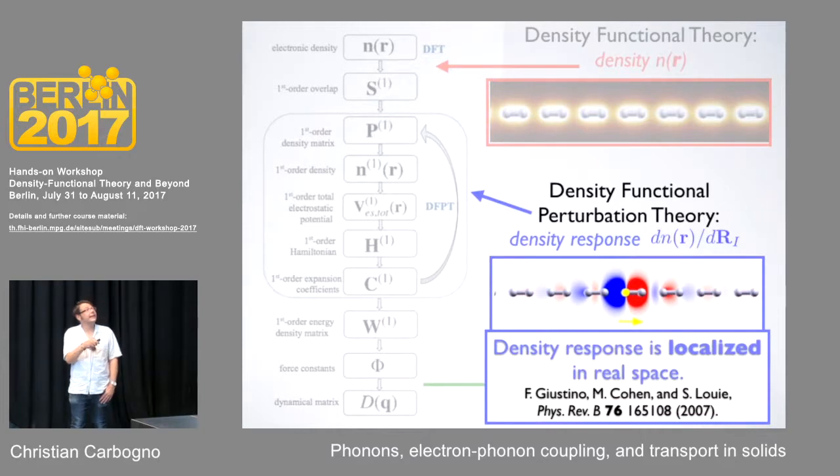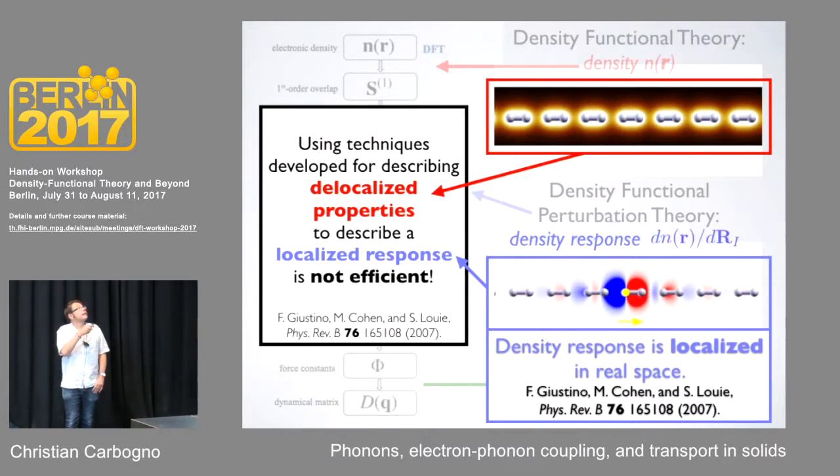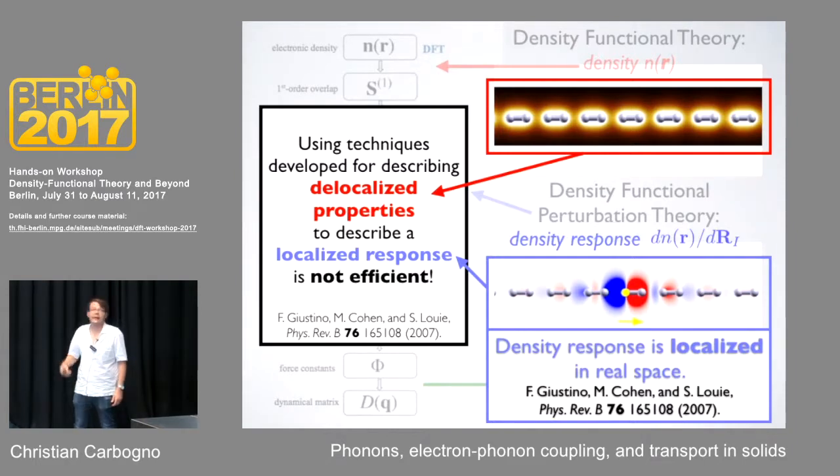The interesting thing is that this response is localized in real space. So it is not too efficient to use techniques that are designed to treat non-local periodic quantities to calculate something that is localized. So typically you have to switch from a periodic representation to a localized representation to get these things accurate.